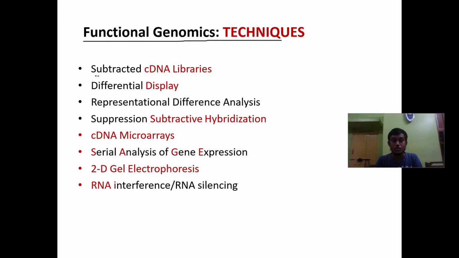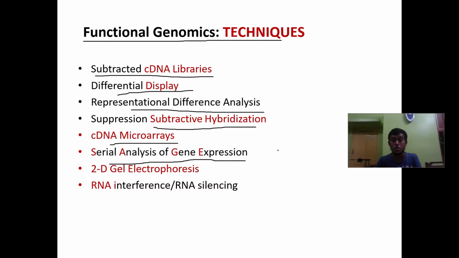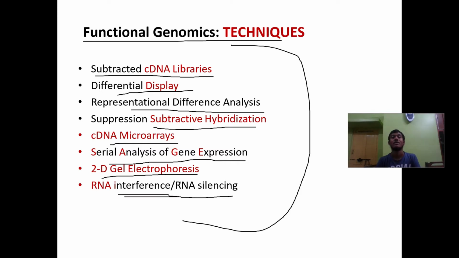Some of the techniques are subtracted cDNA libraries, differential display, representational difference analysis, suppression subtractive hybridization, cDNA microarrays, serial analysis of gene expression, which we call SAGE, 2D gel electrophoresis, and RNA interference or RNA silencing. So there are a number of techniques involved under functional genomics to extract the expression of a gene.